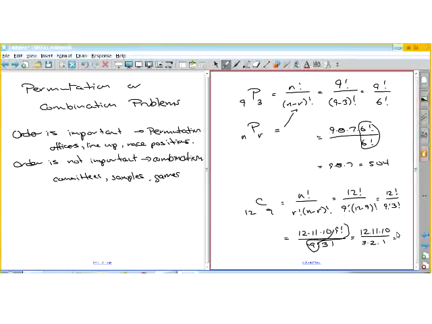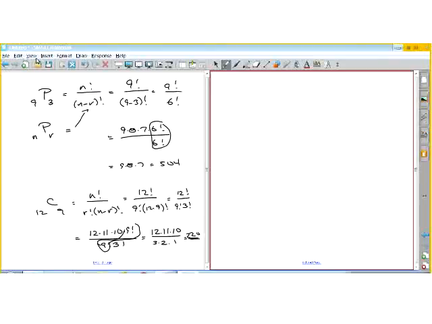And I get 220. Okay, so make sure you can do that by hand. There may be also another fundamental counting principle problem, which is a lot easier than a lot of people think. So I'm just writing this down again.